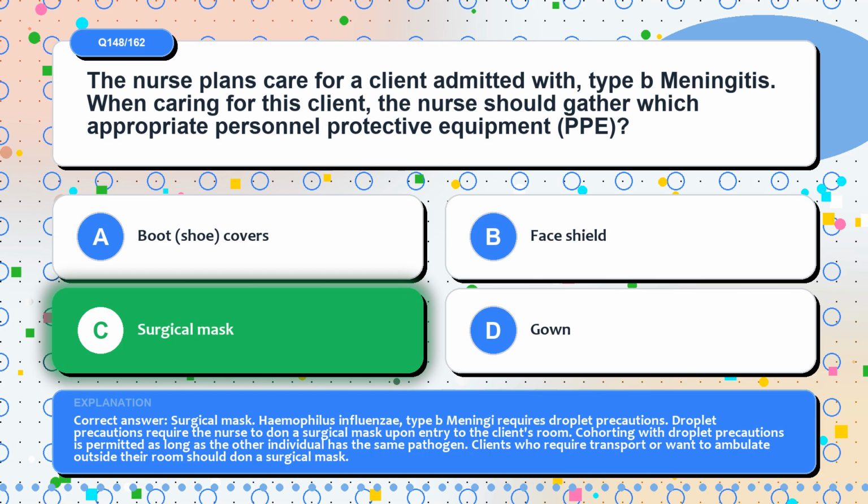Cohorting with droplet precautions is permitted as long as the other individual has the same pathogen. Clients who require transport or want to ambulate outside their room should don a surgical mask.